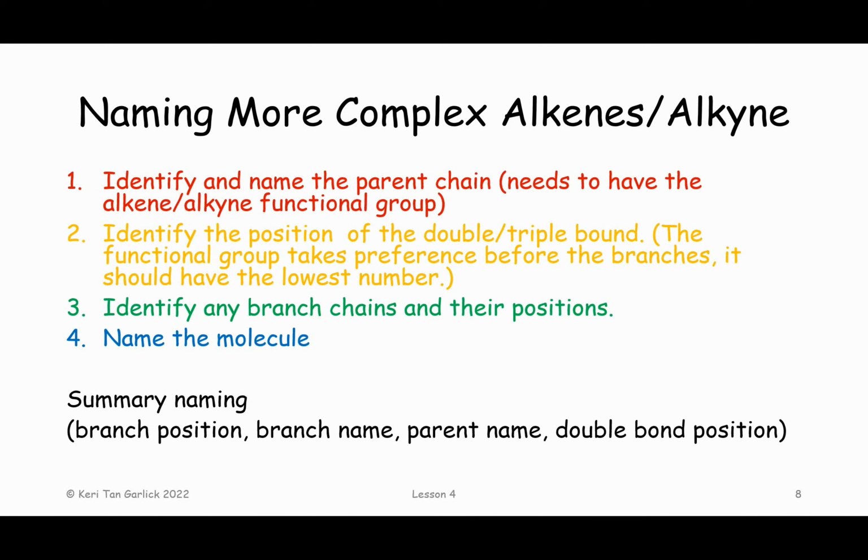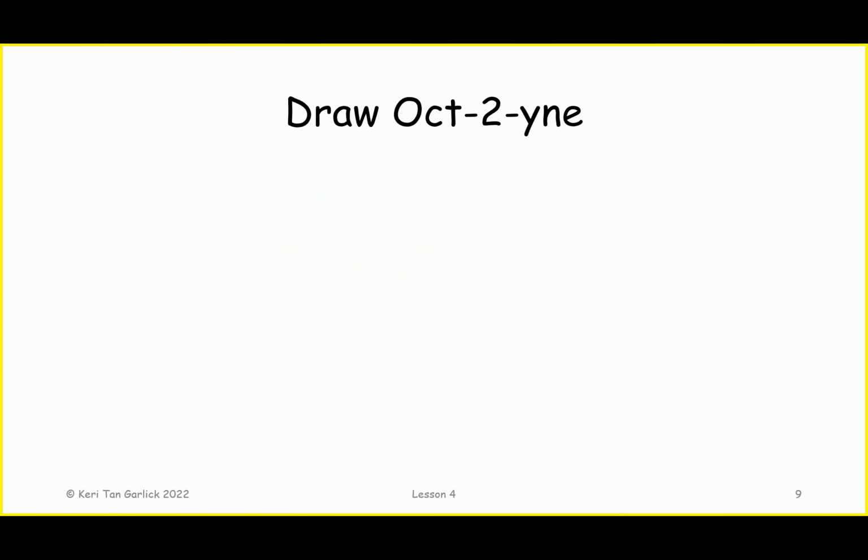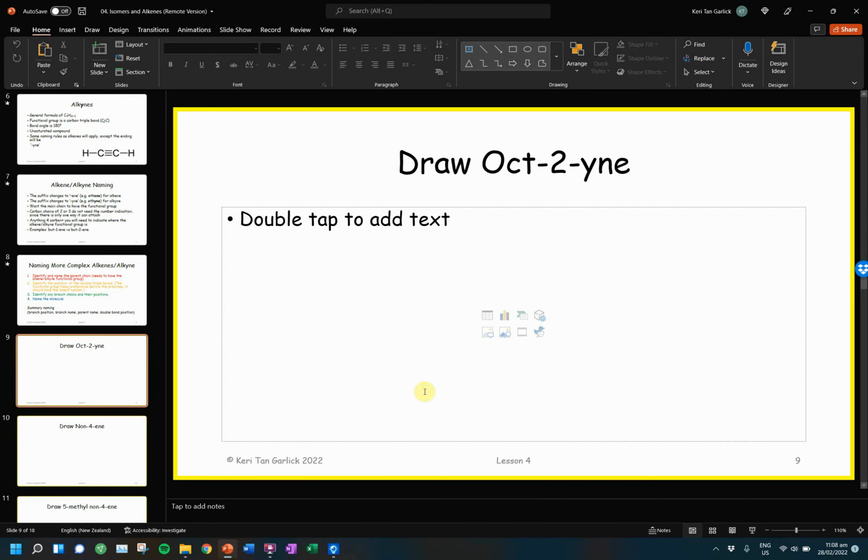So branch position, branch name, parent name, double bond position. And again, same rules apply. If you have multiple double bonds or multiple triple bonds, you would use di, tri. Cool. So now I'm going to switch to my document camera and give you some examples of naming and drawing.